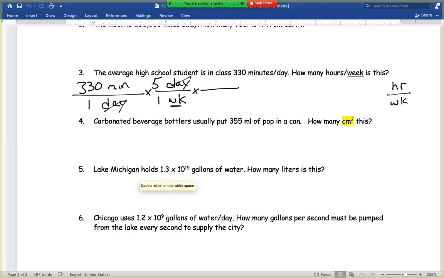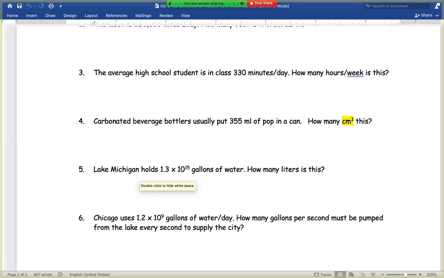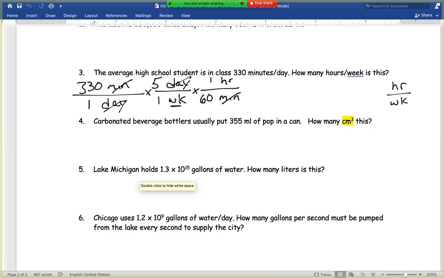It does not matter how far apart my units are. I need to cancel minutes. So I'm going to put it in the bottom. I'm trying to get into hours. I'm going to put that on top. Well, I know in 1 hour, there's exactly 60 minutes. I got minutes on bottom, minutes on top. Sorry, hitting buttons I'm not supposed to be hitting. And now the only units I have left in the numerator is hours, and the denominator is weeks. So now I know I've set it up correctly to solve for what I'm looking for.